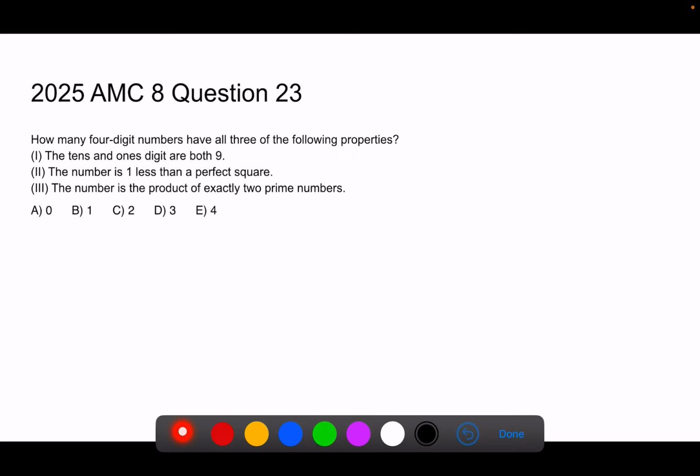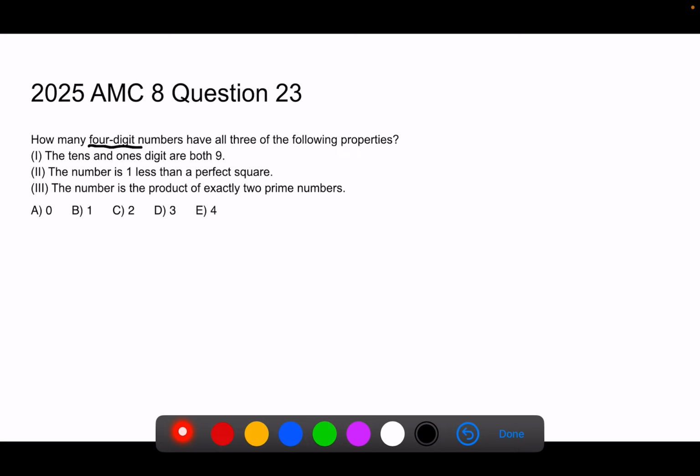So again, a very typical number theory question. Very interestingly, the last 5 questions for 2025 include quite a few number theory questions. 21 is sort of a combination, but 22 is number theory, and 23 is also number theory. So let's take a look.